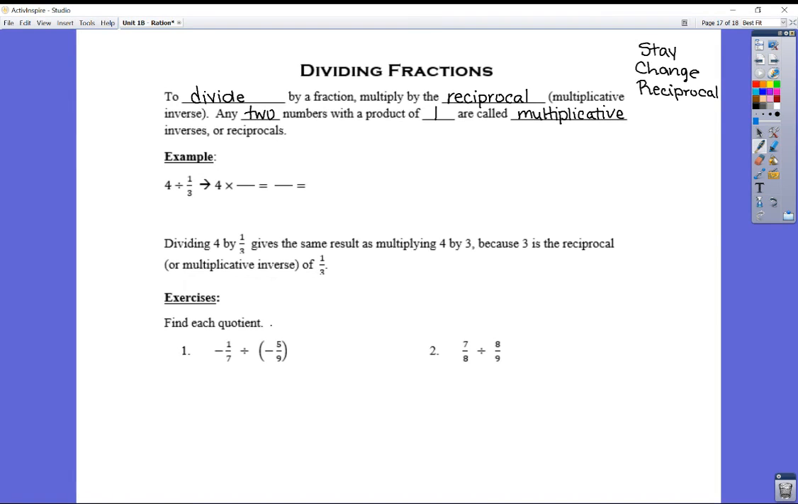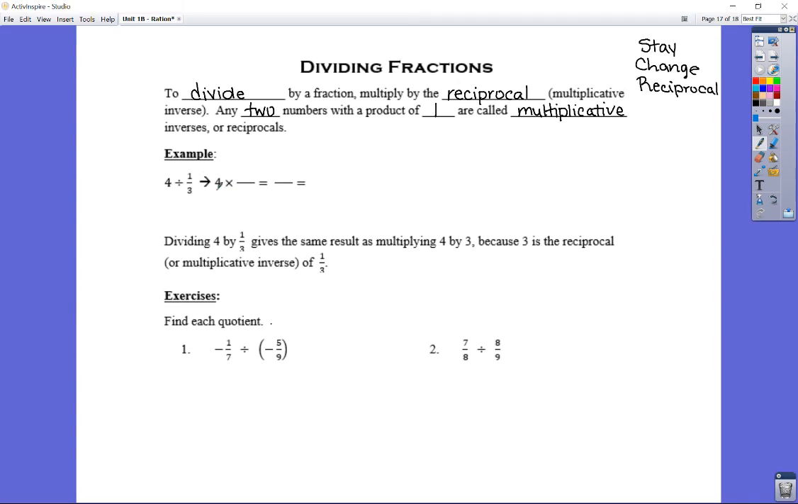Let's look at the example together. In the first example, we see 4 divided by 1/3. First, we're going to write the whole number 4 as a fraction by writing it over 1. We're going to change the division to multiplication, and then we're going to flip or multiply by the reciprocal, 3 over 1. Now that we're multiplying fractions, we follow our multiplying fractions rules. We multiply the numerators, 4 times 3 is 12, and multiply the denominators, 1 times 1 is 1, and simplify. 12 over 1 is equal to 12.